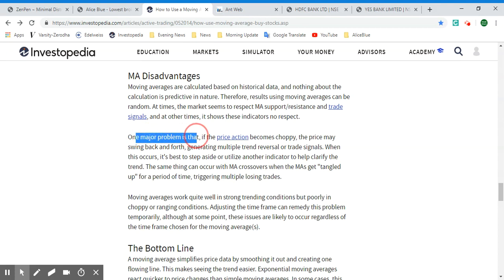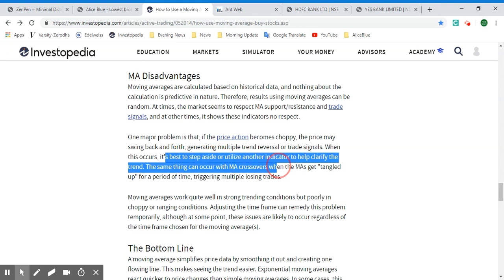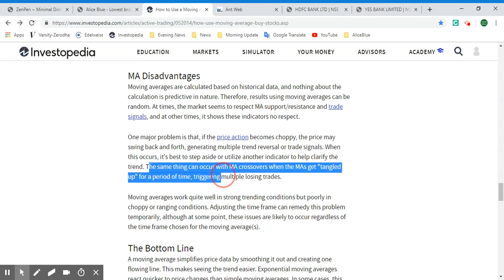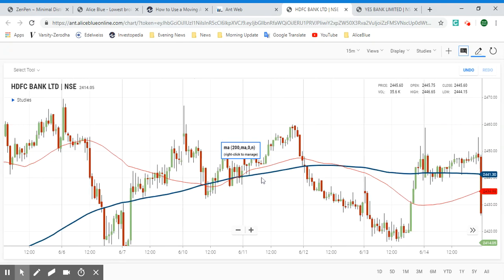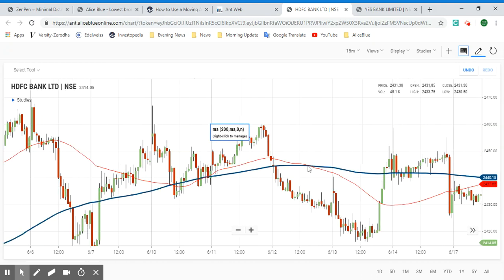So, one major problem is that if the price action is choppy, that is, if the market is very volatile and the stock goes up and down rapidly, the price may swing back and forth, generating multiple trend reversal or trade signals. When this occurs, it's best to step aside or utilize another indicator to help clarify the trend. So, as we see here, this was the buy signal and this was the sell signal, but the price was very low here and this would have led to a specific loss.